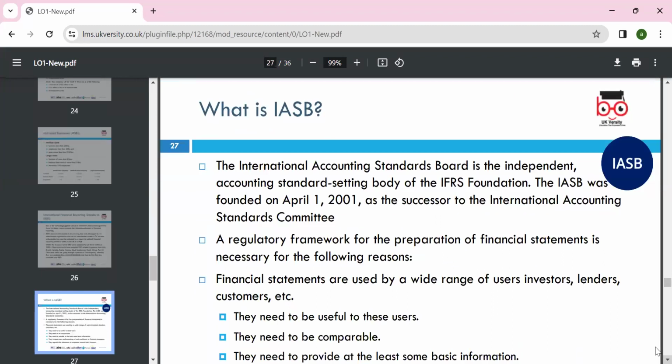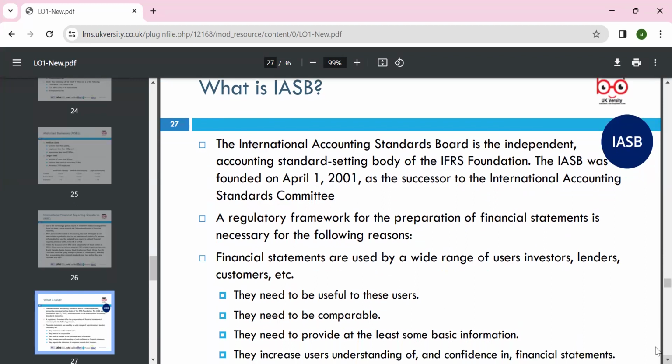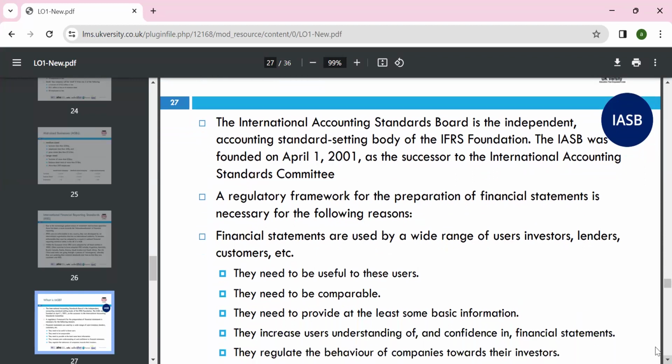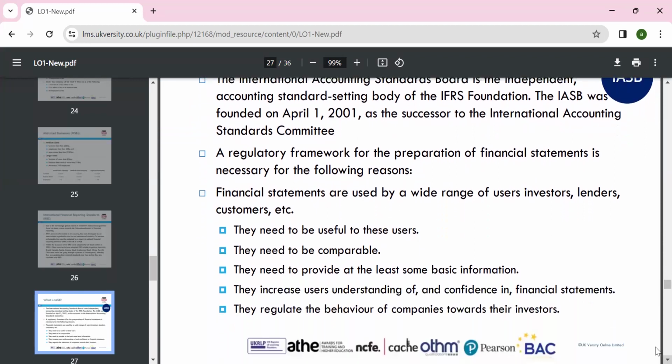So we can look around the International Accounting Standards Board, the independent accounting standard body, which is the IFRS Foundation, founded in April 2000, successor to the International Accounting Standards Committee. They look around the bills and then they pass them, and make the standard to address, because we can.